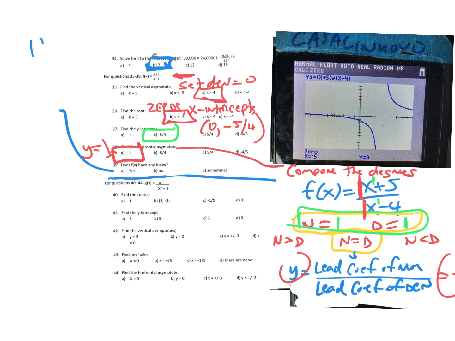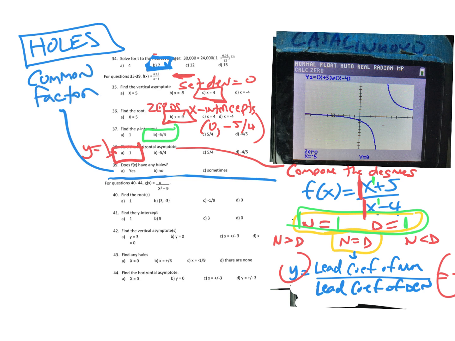And then finally, number 39, are there any holes in the graph? Well, holes of rational functions only occur when there's a common factor of the numerator and the denominator. Well, if you look at our function, it's x plus 5 over x minus 4. Both of those expressions can't be factored. So there's no common factor. You can't cancel these x's.